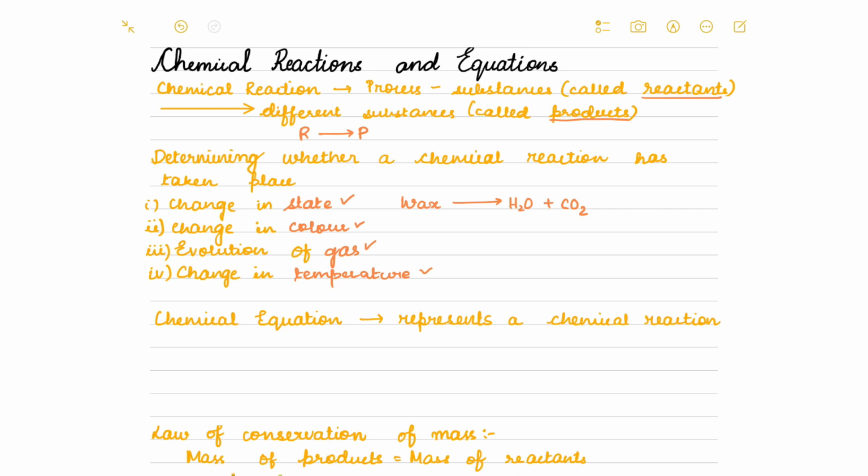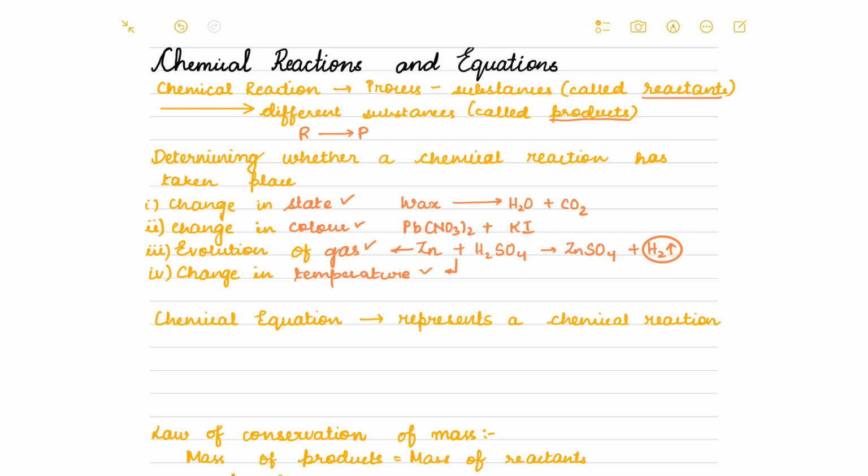Now, a change in color can be observed when lead nitrate reacts with potassium iodide and the transition is from colorless to yellow color in this case. When zinc granules react with sulfuric acid, we get zinc sulfate and hydrogen gas is evolved. This is an example of this too. Here hydrogen gas is evolved and heat is also evolved. So there is a change in temperature and this suggests that a chemical reaction has taken place.